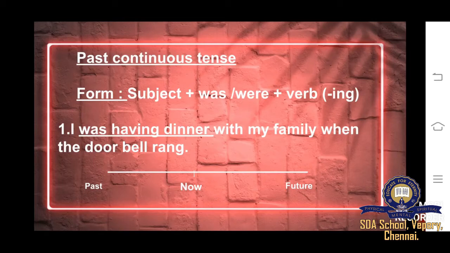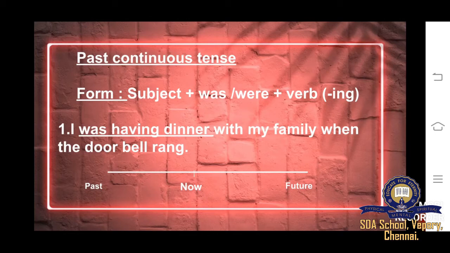The form of past continuous tense is subject plus was or were plus verb ing form. So the first example is, I was having dinner with my family when the doorbell rang. We are going to put this sentence in a timeline.